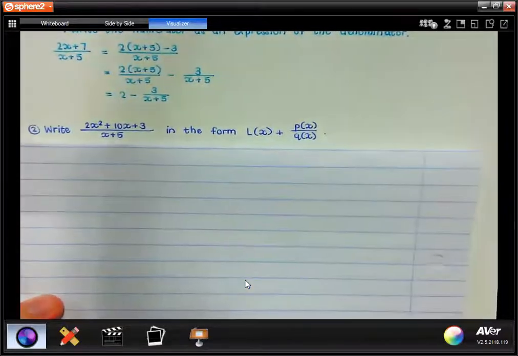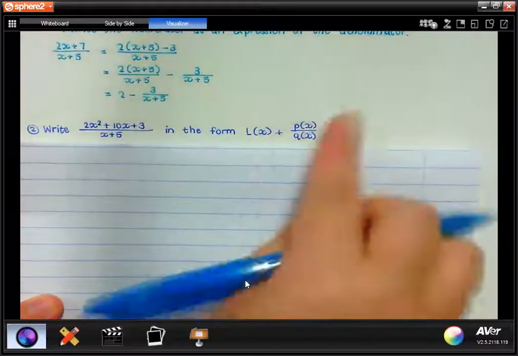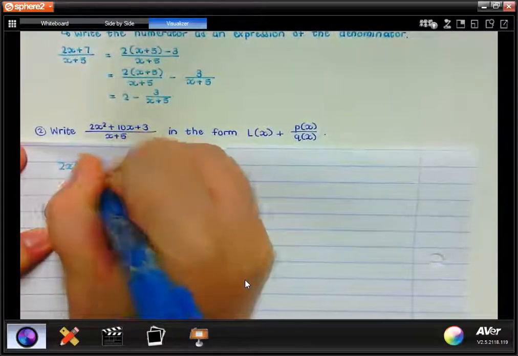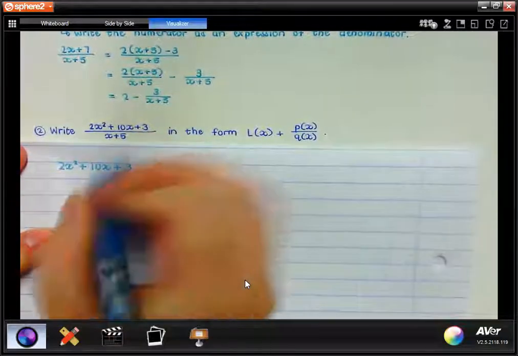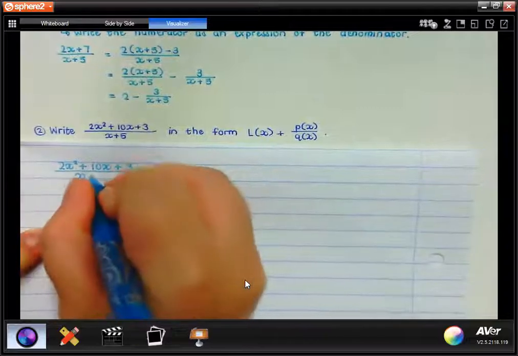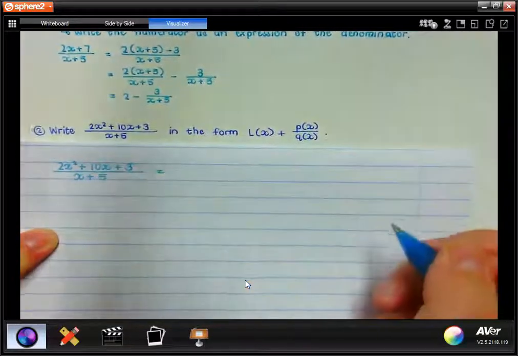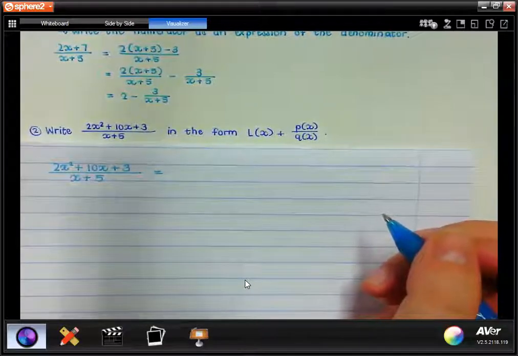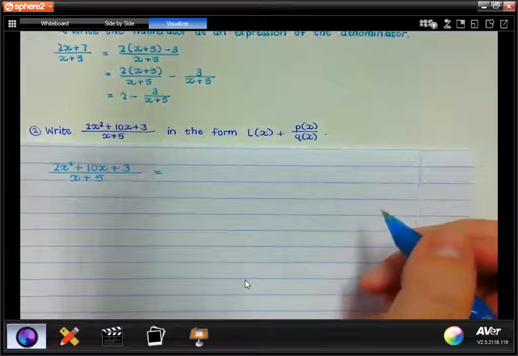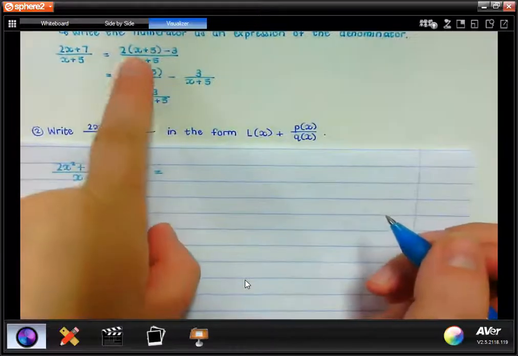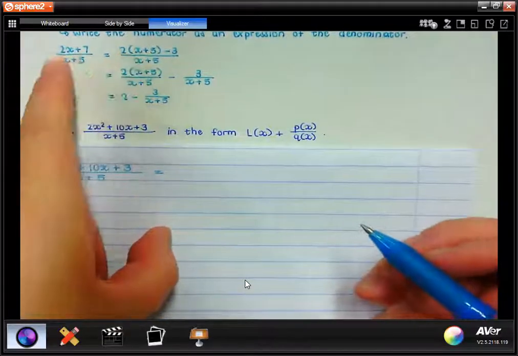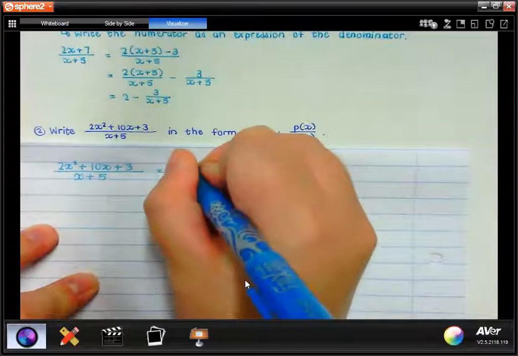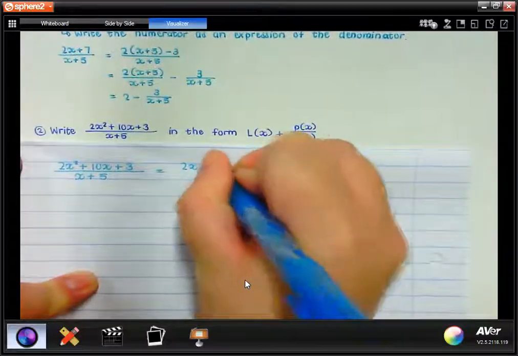Okay, so we have 2x squared plus 10x plus 3 over x plus 5, and we want to write it like this. I'm just going to rewrite this function quickly. Now if our first term is 2x squared, what do you think I need to do to bring the x plus 5 into that? What am I going to write in front of the x plus 5? Remember in the previous one, we wrote a 2 in front of the x plus 5 because we had a 2x and we needed 2x when we multiply it out. So now I'm going to do a 2x, yes, times x plus 5.